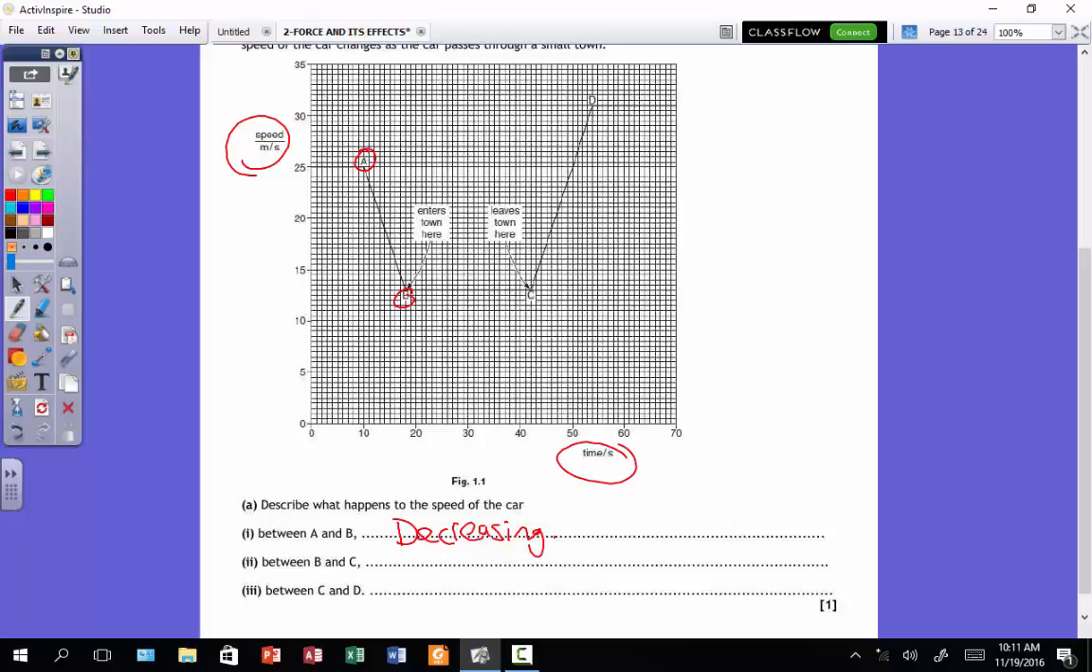And from B to C, the speed of the car is constant, so we can say the speed of the car is constant. What about between C and D? Between C and D, the speed of the car is increasing, so we can say the speed of the car is increasing.